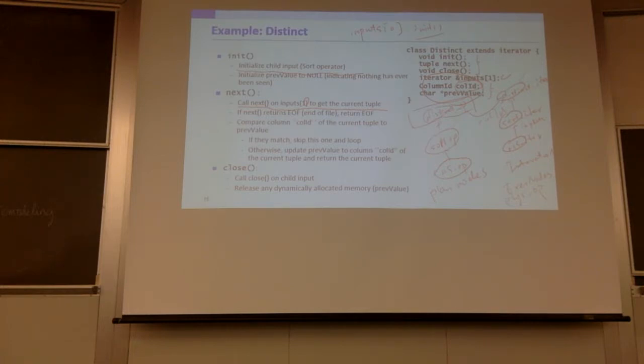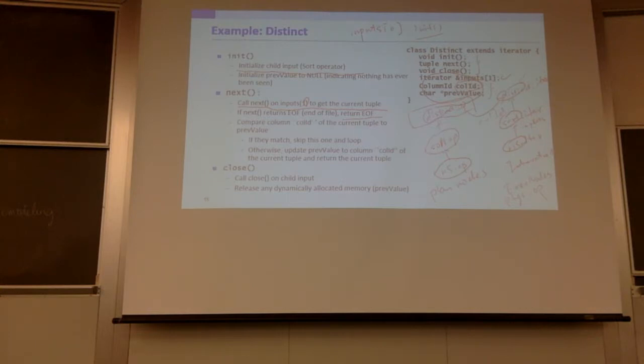Then if the next returns EOF or null, right? Basically that indicates you have reached the end of your file or the end of your stream. That means you don't have a next, so you just return EOF to your downstream. In this case, since the distinct is the final operator in your data flow diagram, once it returns EOF, that indicates you have depleted all your output.